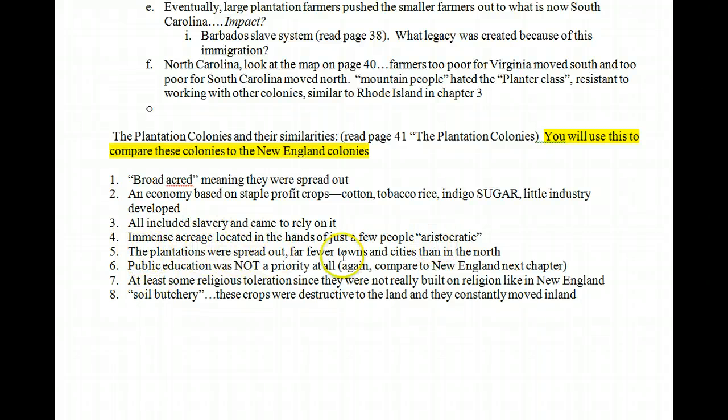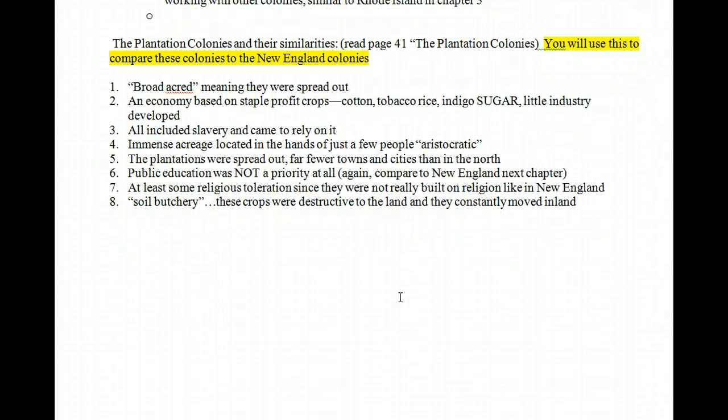The plantations, like I said, were spread out, so far fewer towns and cities than in the North. Public education was not a priority at all compared to New England settlers. Next chapter we talk about that. At least some religious toleration, since they were not really built on spreading religion like in New England. Again, chapter 3. Something called soil butchery. These crops were really destructive to the land, and they constantly were moving inland. So they fought with Native Americans, and just a constant move westward because they destroyed the land. So that's really what they all had in common.